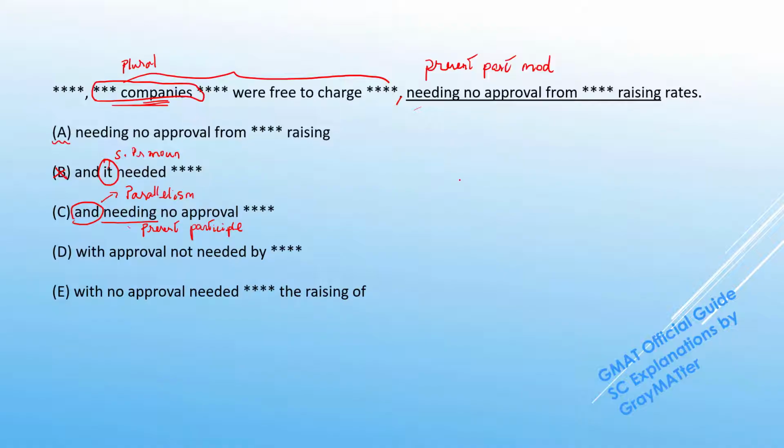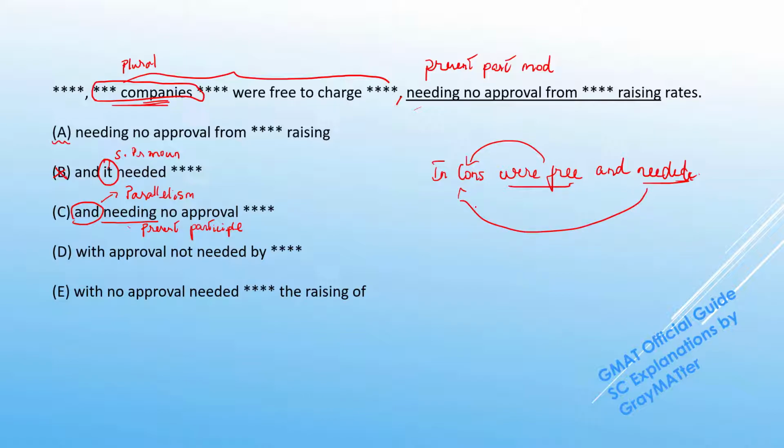So if it said and needed no approval, then the two verbs that would have been parallel are the insurance companies were free and needed no approval. So the were free and needed would be two verbs that apply to the main subject, the insurance companies itself. So C breaks the parallelism, C goes off.